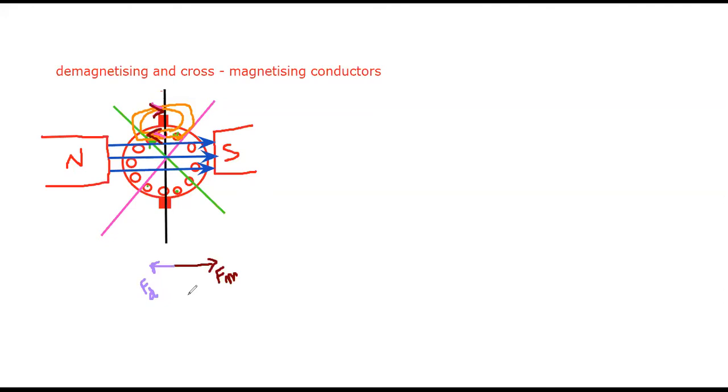If we compare the vector directions, both the fluxes are in opposite directions, right? This is the direction of the main field flux, and this is the direction of the demagnetization field flux. So these two are in opposite directions here. Now we are going to derive the formula for the demagnetization ampere turns per pole, right? That is the formula we are going to derive here.